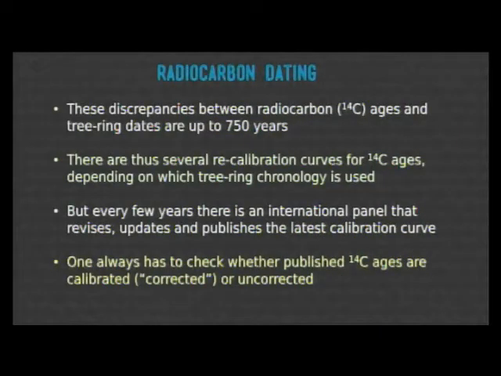So, these discrepancies between radiocarbon and tree ring dates are up to 750 years. Thus, there are several recalibration curves that the secularists have developed for radiocarbon ages that depend on tree ring chronologies. The interesting thing is every few years there's an international panel that revises, updates and publishes the latest calibration curve. So they're always tinkering with it. It's not absolute. One always has to check when you read a radiocarbon age.